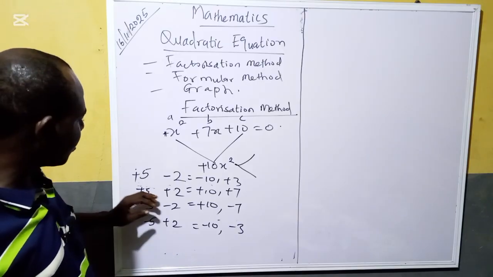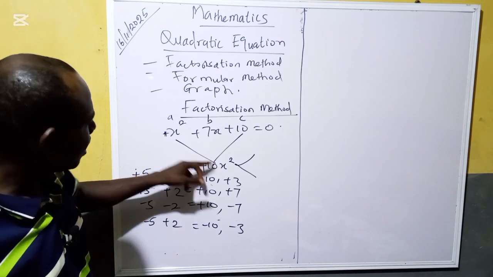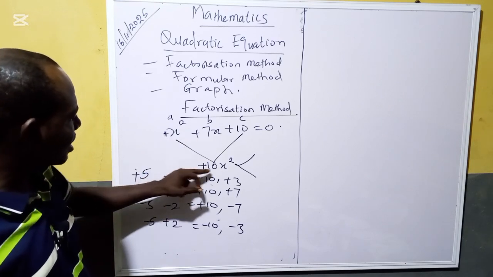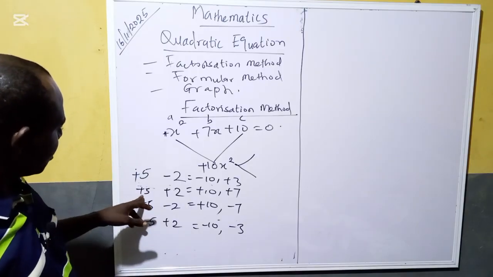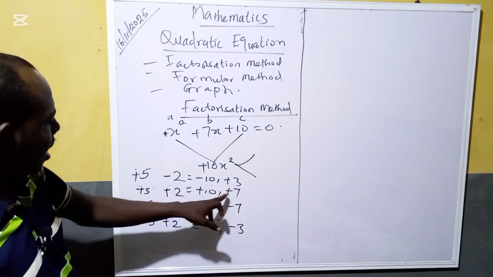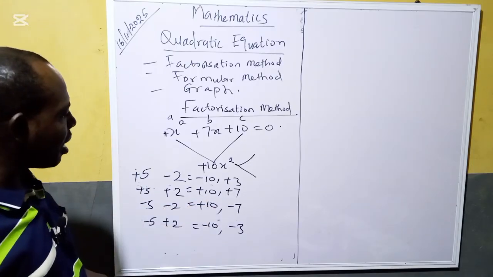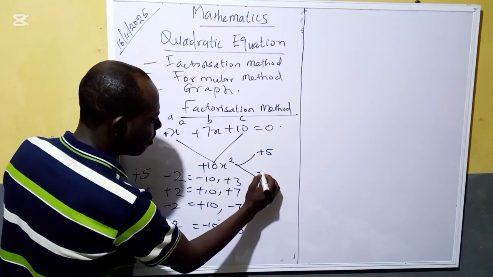Now, which of these signs correspond to the one I'm looking for, which is plus 10, then plus 7, plus 10x squared, then plus 7. If you look at it, you will see that it is this one, plus 5 plus 2, that gives me plus 10 and plus 7. So the two numbers I'm now going to adopt are plus 5 plus 2.